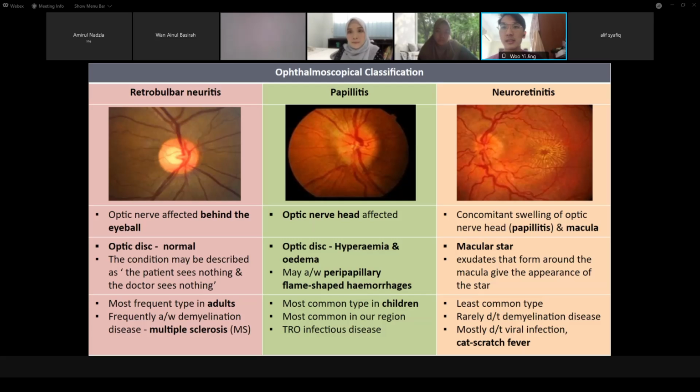As for neuroretinitis, it is actually a concomitant swelling of the optic nerve head, which is papillitis, and also the involvement of macula. So you can see a macular star because there are hard exudates surrounding the macular region, as you can see from the temporal side of the fundus. So it gives an appearance of a star. And it is the least common type. It is rarely due to demyelinating disease, and mostly it is due to viral infection or bacterial infection, such as cat scratch fever. Right, next slide.